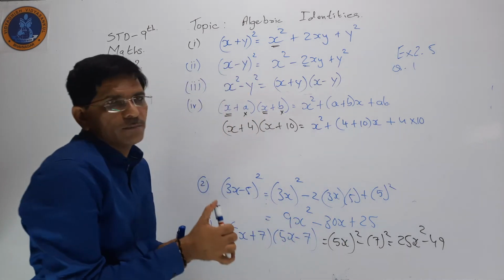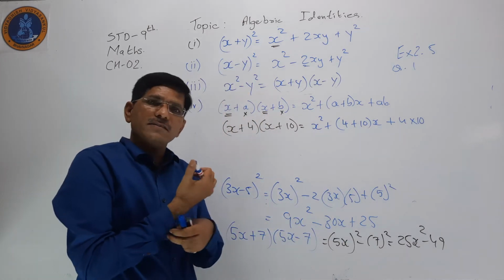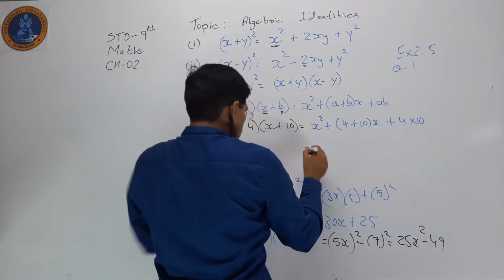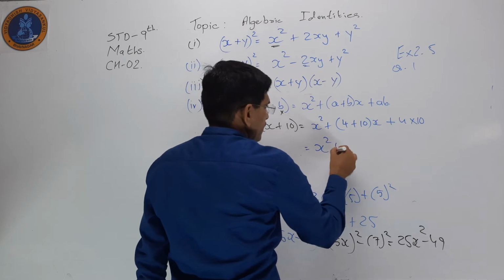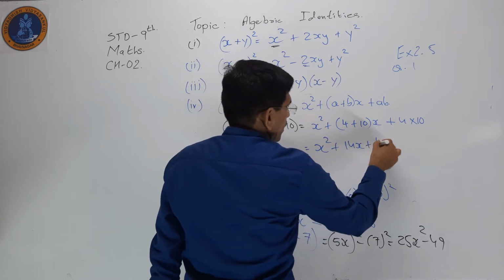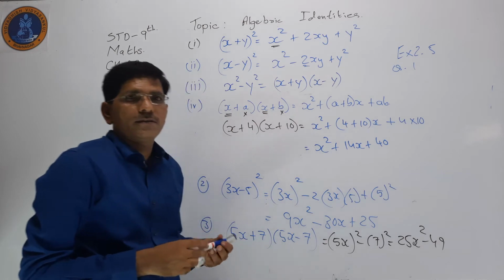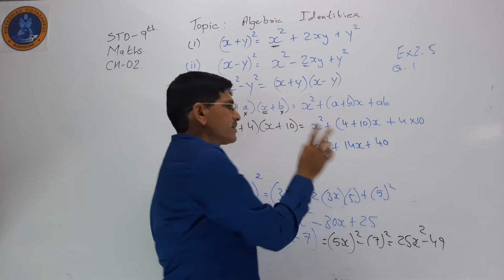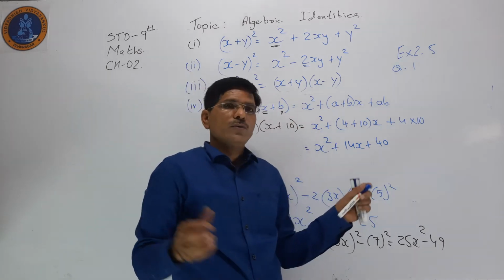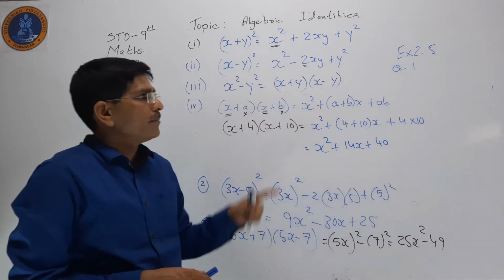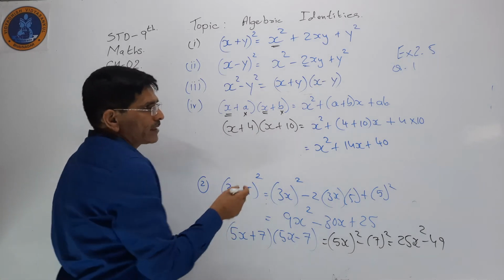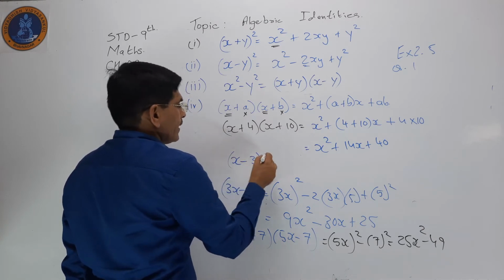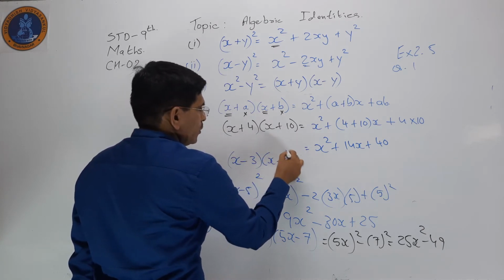Now if we simplify, we can get the answer. So x square plus 14x plus 40. Too much easy. Just what you have to do? Last, you have to do the multiplication of it, and in the middle term you have to do the addition of it. So I am writing one more question, and try to give your answer of it. That is (x - 3) and (x + 5). Give me the answer of it.